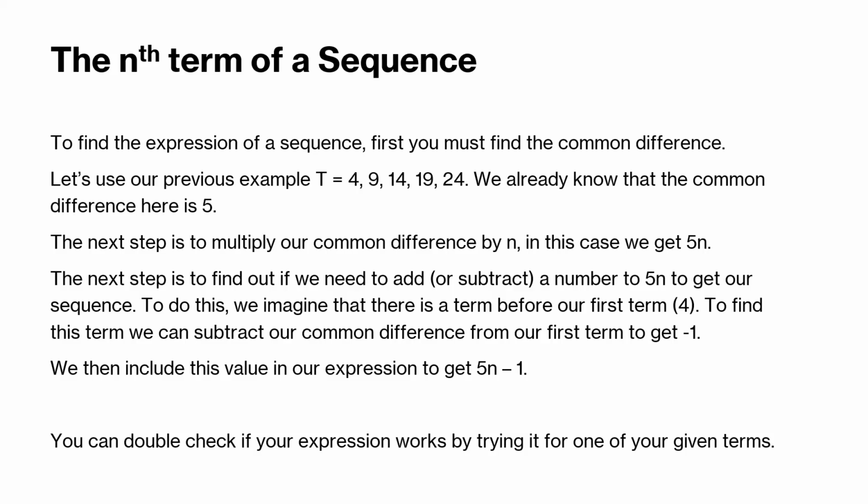You can double check if the expression works before using it to find the nth term by trying it for one of the given terms. So one of our given terms here is 14, it's the third term. 5 times 3 is 15, minus 1 is 14, therefore we know it works.